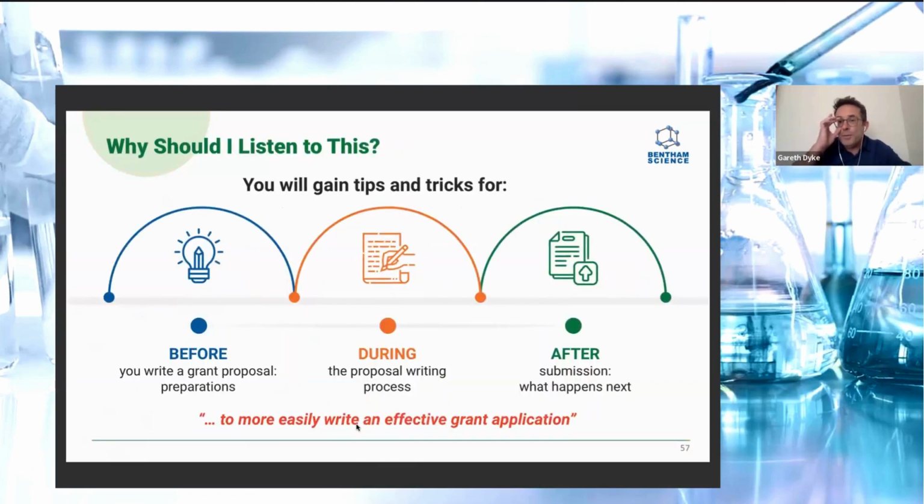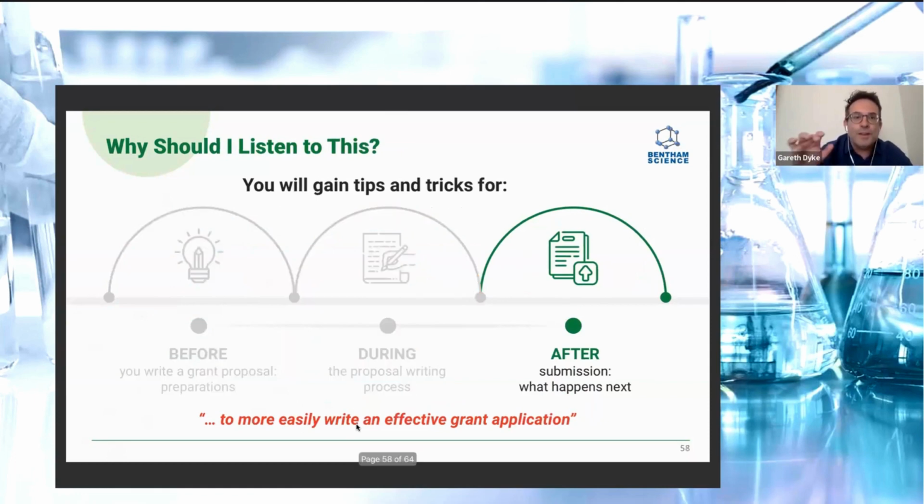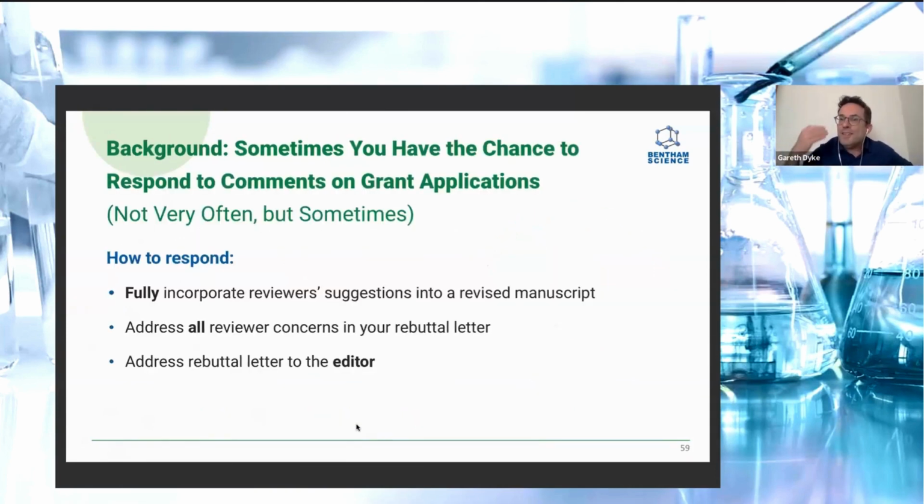Quickly, in the last few moments that we have, let's discuss a few things about what to do after you've submitted your grant to a funding agency. What happens next? You've written it, you've put it into the proposal, you've done all of the things that we've talked about in this session so far. What happens next? Sometimes you might have the opportunity to respond to comments that reviewers make on grant applications. Not very often, but sometimes.